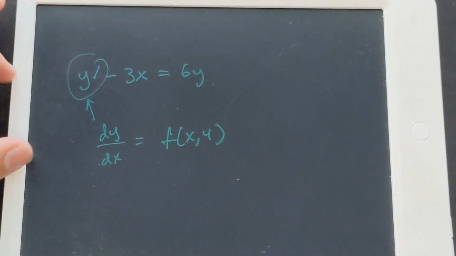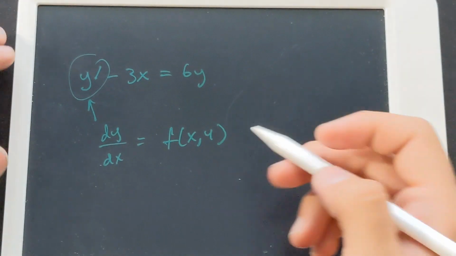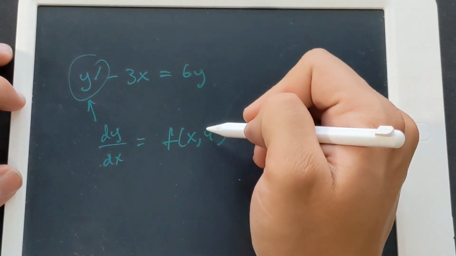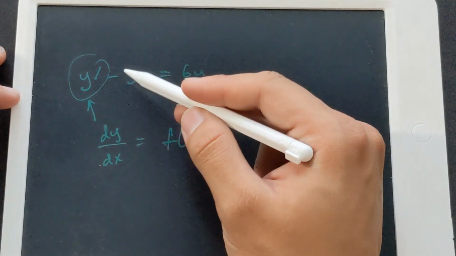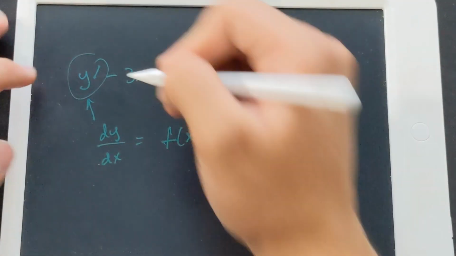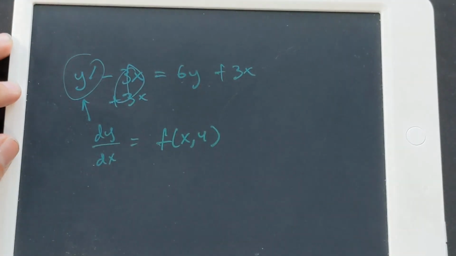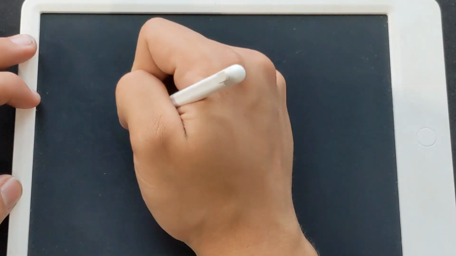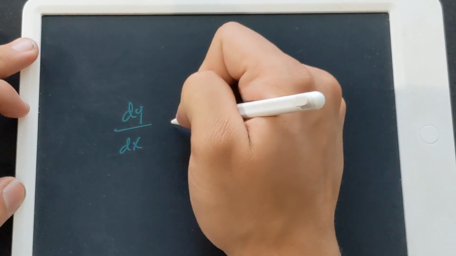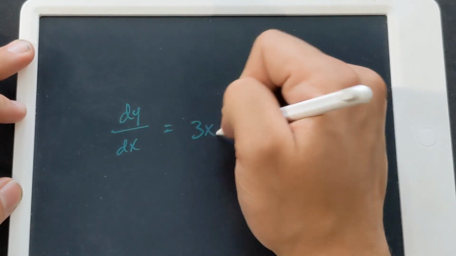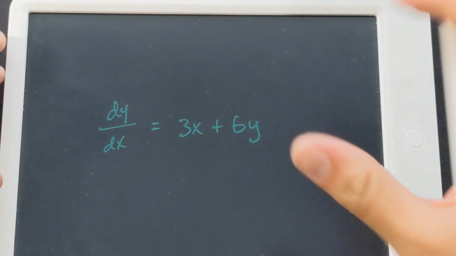I'm just using different notation to get you familiar with it because your professor might try something like that. So get an idea of it. And then we need to have it equal to f of x and y. So here's a function of y, right? This is f of y. This looks like a function of x. So what's it doing all the way over there? Let's move it over here. So now we can rewrite this as y prime, which is the same as dy by dx, is equal to 3x plus 6y. And this is our new function to work with.